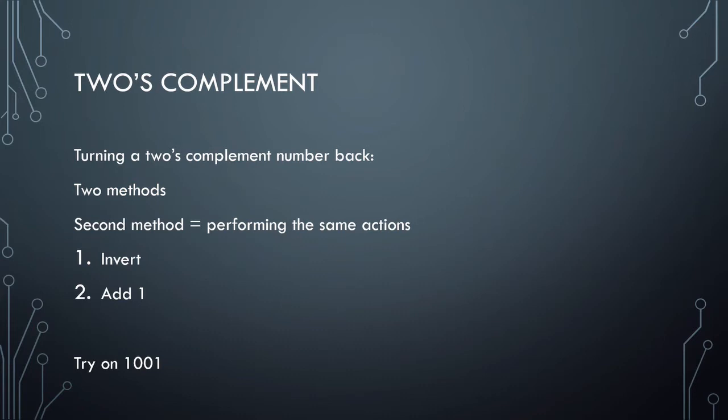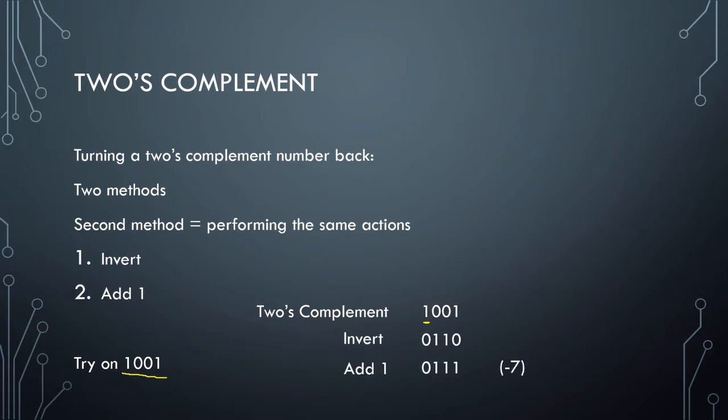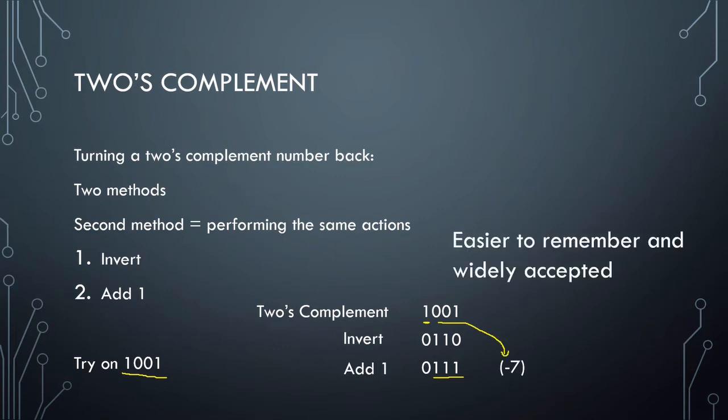So I have the same number here, 1001. This is our 2's complement version. And again, we need to take note that this most significant bit indicates that this is a negative number. So we invert, flip everything, add 1, and we end up with 7. And we have to add the negative back, right? We have to keep in our minds that this most significant bit indicates this is a negative number, so -7. So you can see we got the same result.